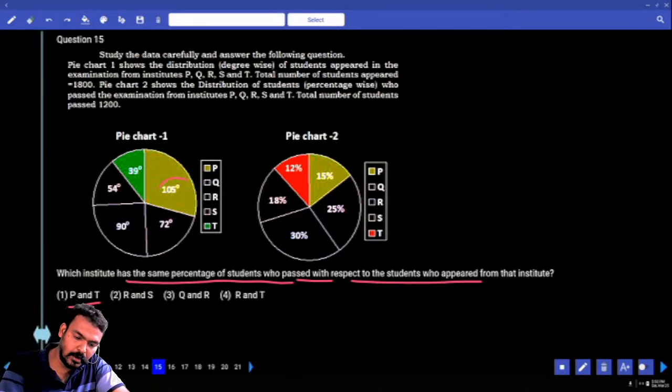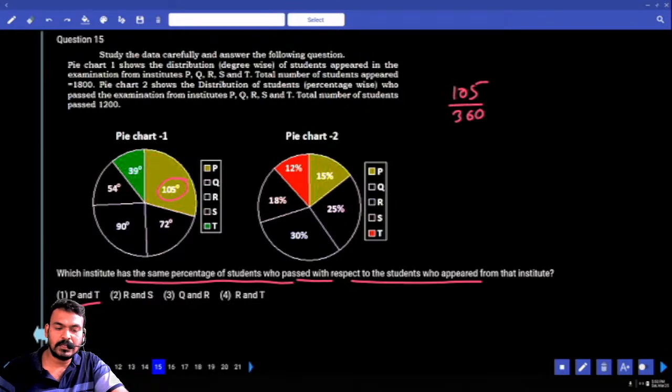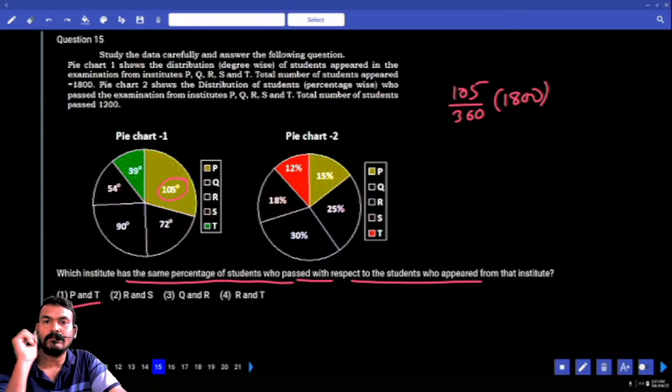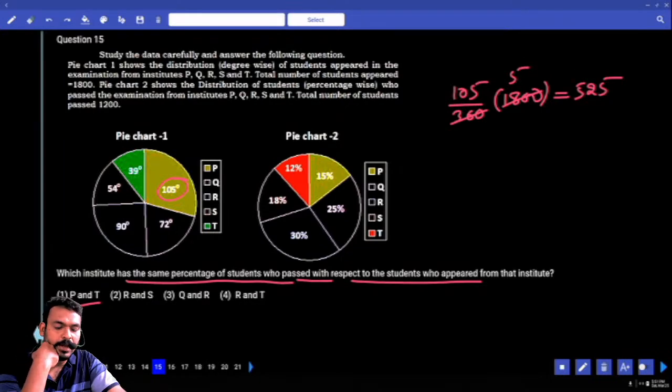What about P? How many degrees are in the first diagram? 105. 105 degrees out of which one? 360 or 100. What is the 360 degrees value? 1800 are given. 360 how many times? 5 times. 105 into 5 is 525. Those appeared in institute P.